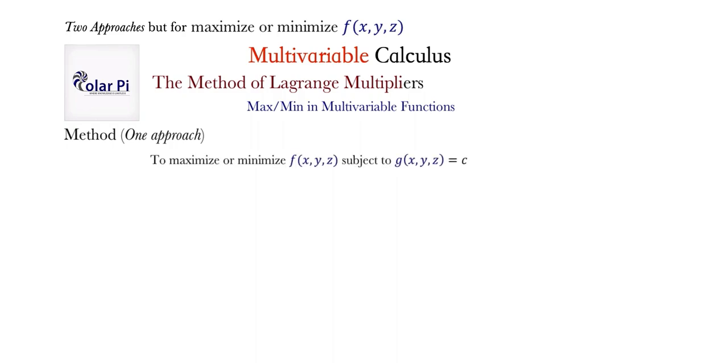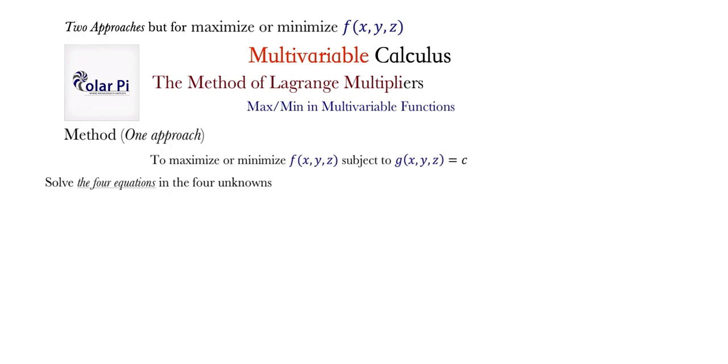Okay, so the first approach is this. What we're trying to do in both approaches is the same, which is maximize or minimize a multivariable function subject to a constraint. In the first approach, what you should do is solve the four equations that I'm about to show you and the four unknowns.